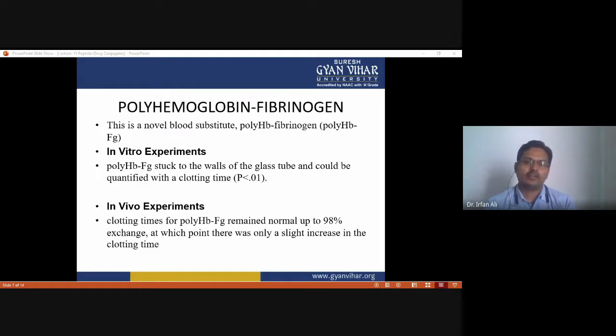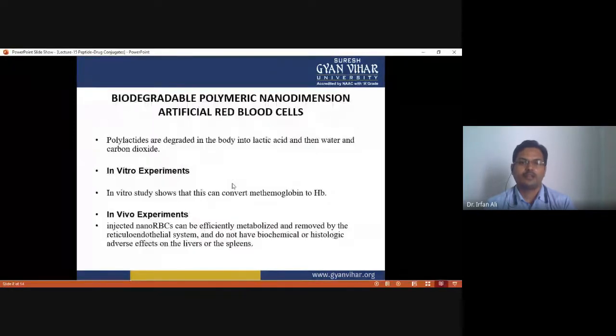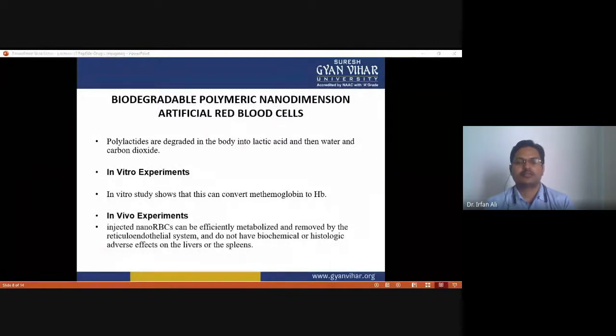and biodegradable polymeric nano-dimension artificial red blood cells. So these complexes also can be used as a blood substitute.